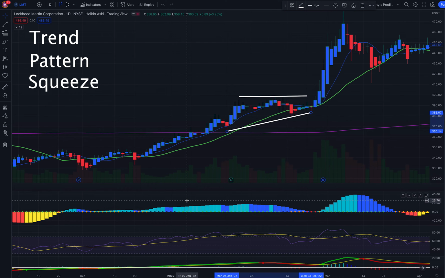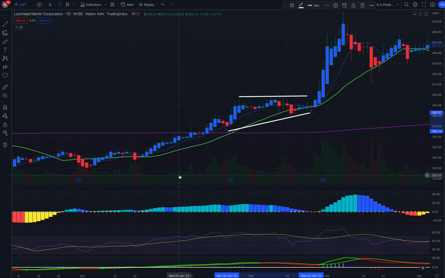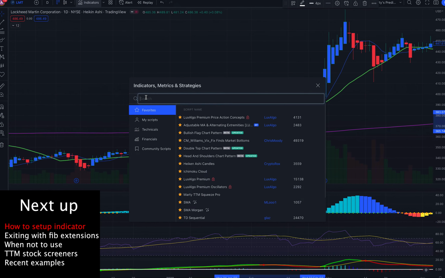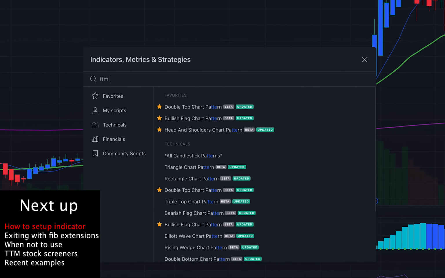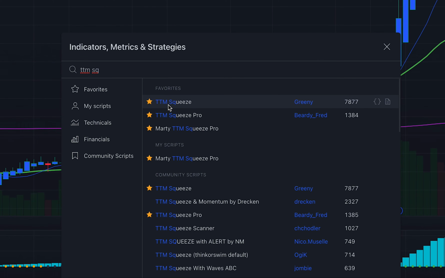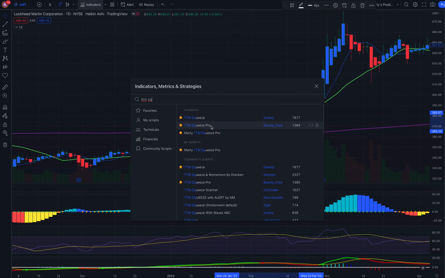Alright, so now we know a little bit more about the TTM Squeeze, but how do we get this set up in TradingView? Well, you just go up into indicators here and search for TTM Squeeze. The one I'm using actually is not the most popular one up here. I'm using the TTM Squeeze Pro. The reason I like that one is it does have the indication between a light squeeze and a tight squeeze.